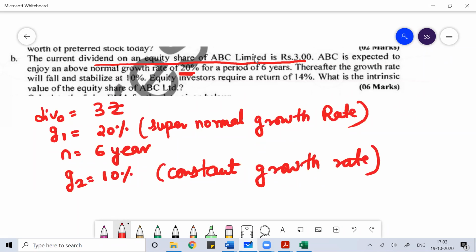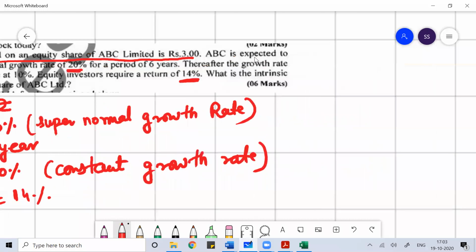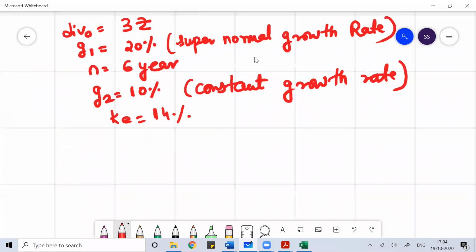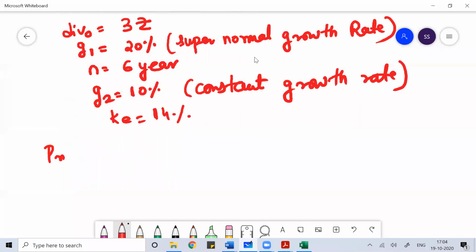Okay, so thereafter the growth rate will fall to 10%. The equity investor requires a return, that means KE, and KE is 14%. What is the intrinsic value of the share? Again the same formula. The only thing you have to do is learn the formula by heart. If you can do that, then your work is done.